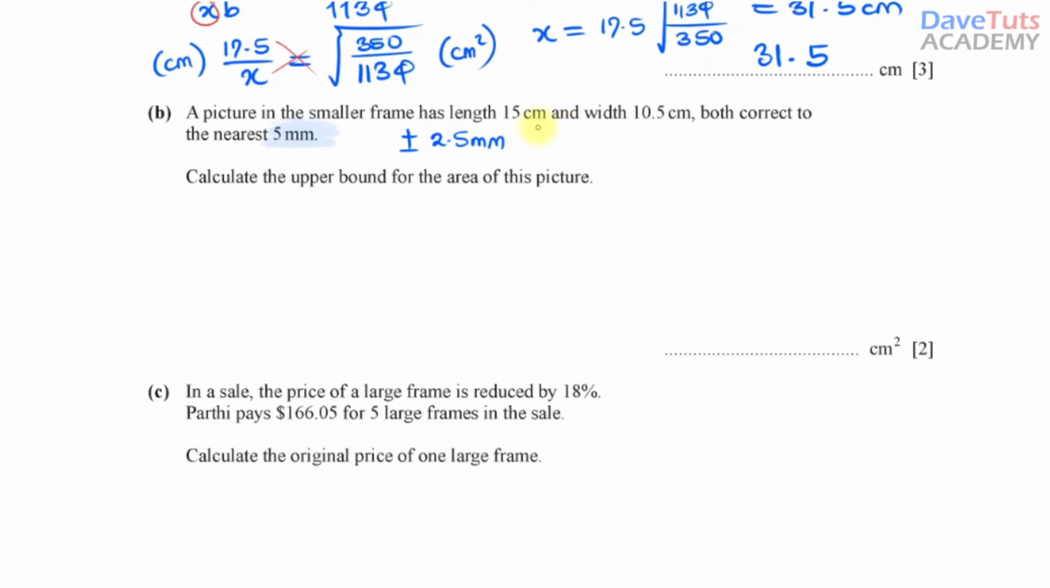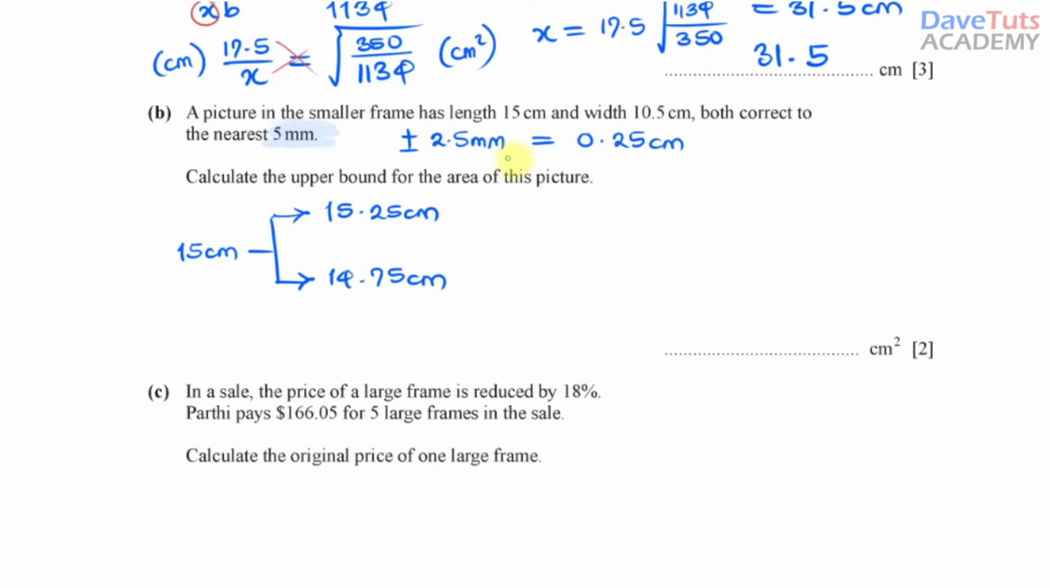But look at this, we are given the length and the width in centimeters. This is in millimeters, so we should convert to centimeters. That would be 0.25 centimeters. So if you are looking at the area, which is the product of the length and the width, for example, 15 centimeters, we have both a lower limit and an upper limit. The upper limit will be 15 plus 0.25, so we have 15.25 centimeters. And then the lower limit will be 15 centimeters minus 0.25 centimeters, which is 14.75 centimeters.